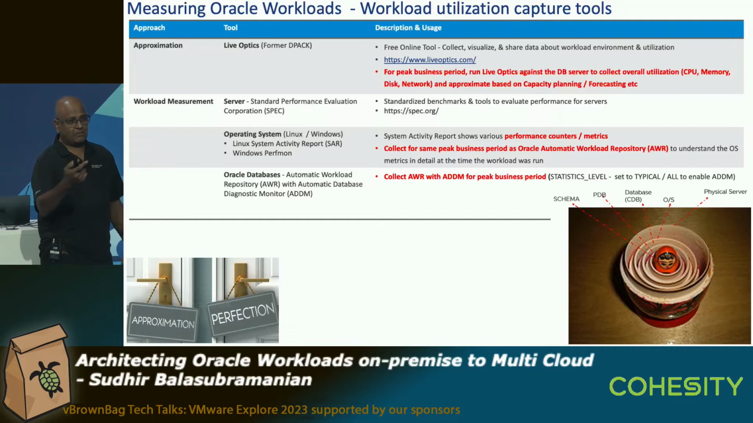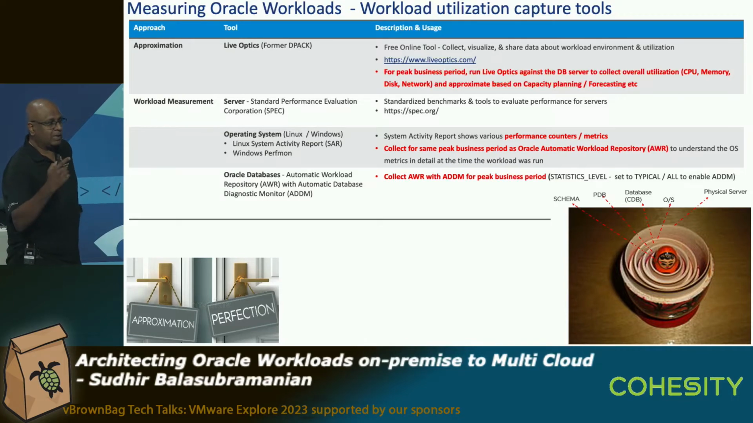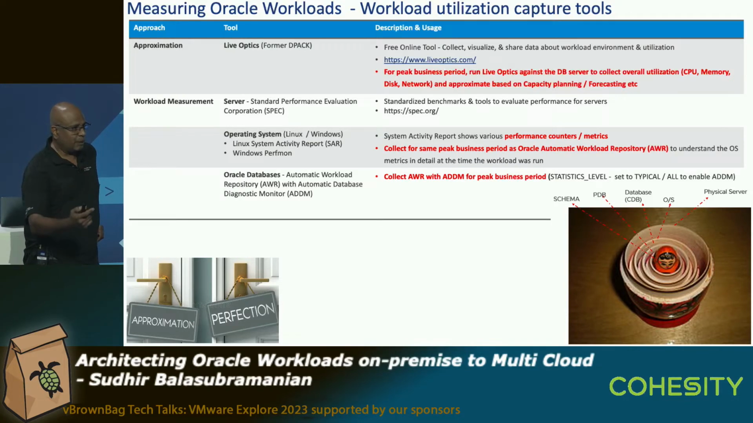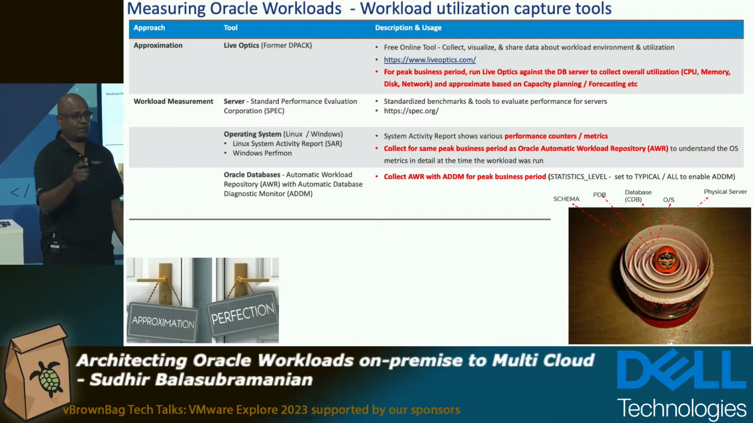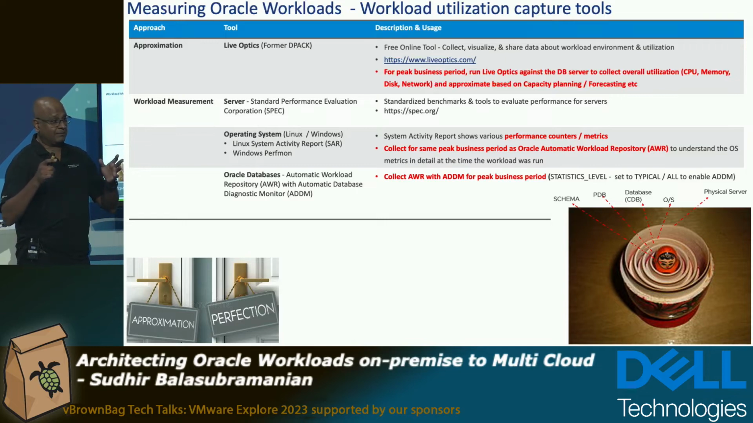I'm sure you guys must have heard of Live Optics, right? It's a great tool. If not, it's free. You don't have to pay money for it. Works like a charm. Please use it, right? It gives you general utilization for those 4 quadrants: CPU, memory, disk, and network. Good? So now you can go back to your CIO and say, I think we probably might need 200 of these servers, so budget X amount of dollars. That helps you. Approximation.